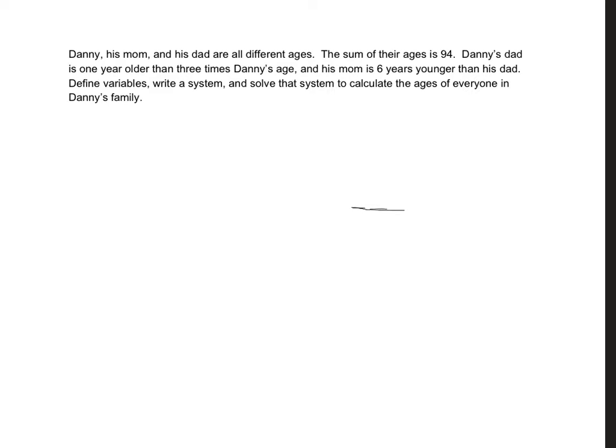It says here at the end that we want to calculate the ages of everyone in Danny's family. And there are 3 people. So basically what I want to do is define my variables here. I'm going to say x is Danny's age. I'm going to say y is his dad's age.